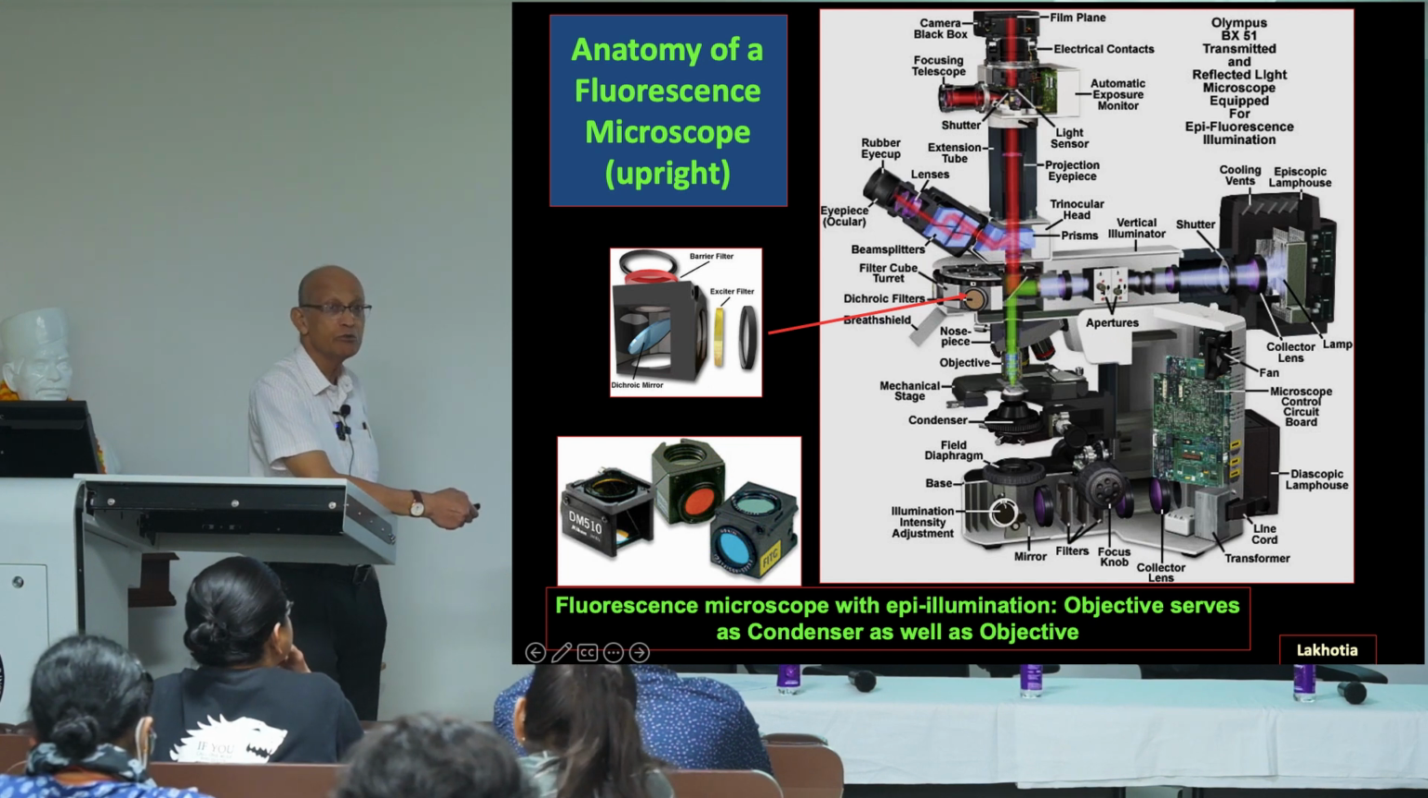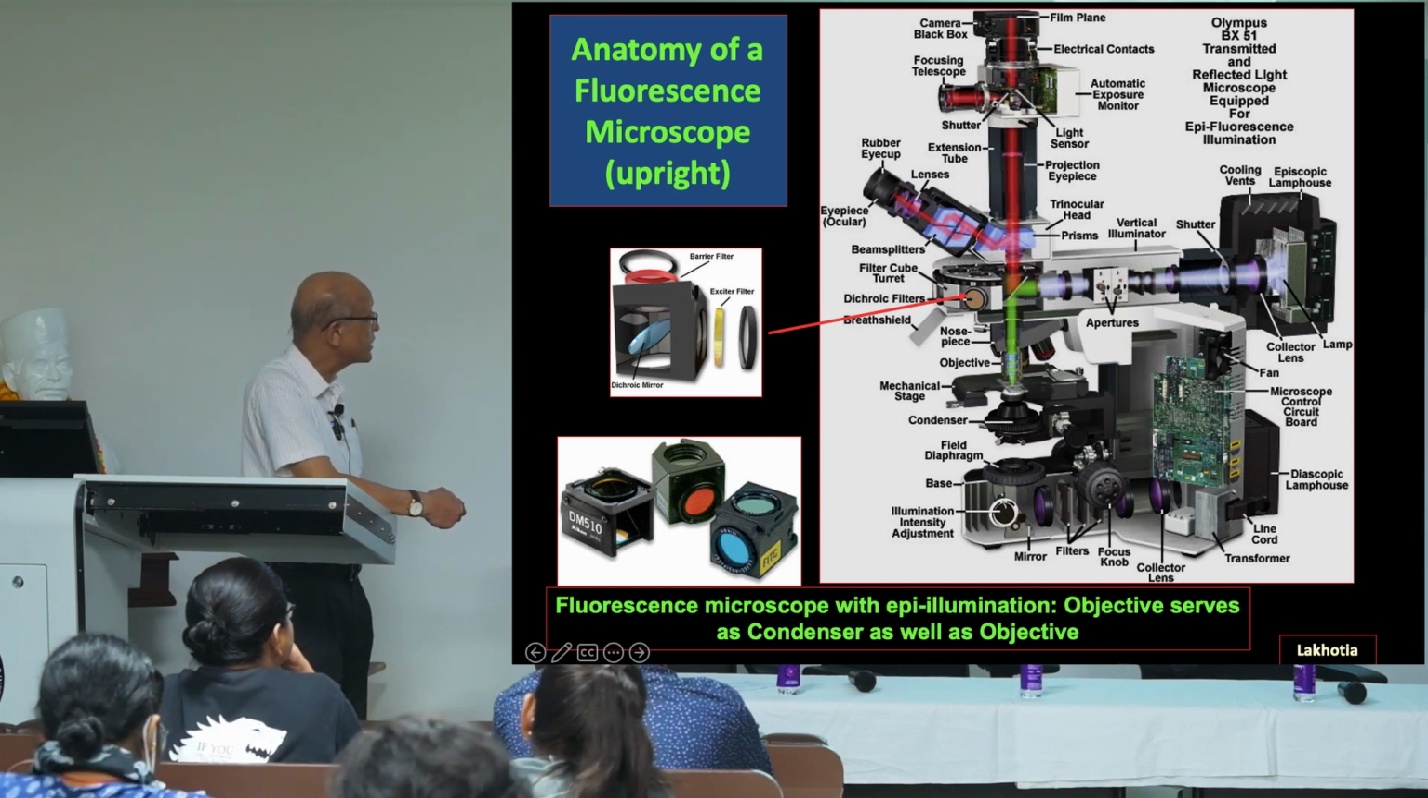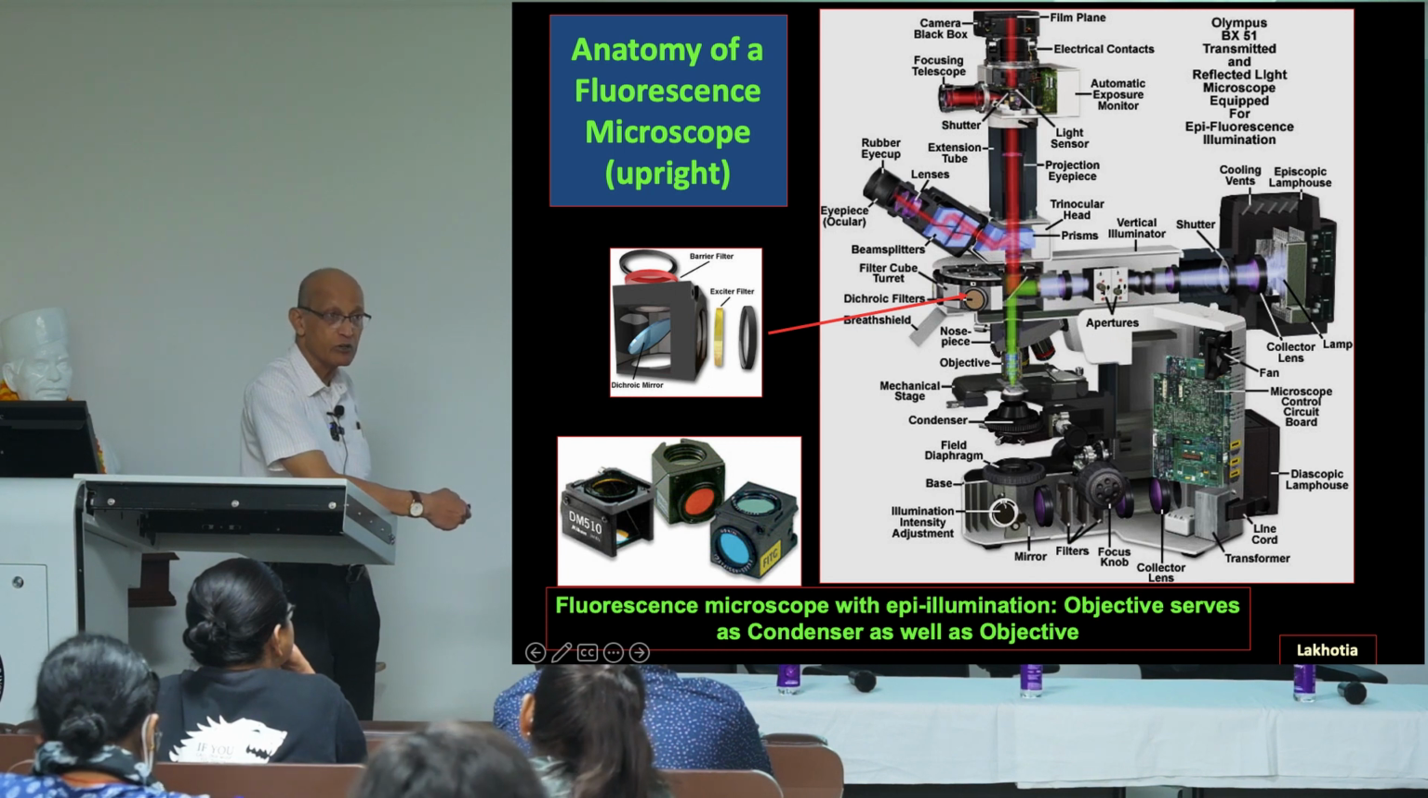If we want green, we will use a green excitation filter. If we want a red wavelength to excite, we use a red excitation filter. So different filters are available. Then this light comes to the center here, where there's a dichroic lens or dichroic mirror.